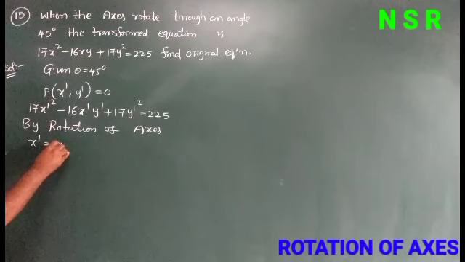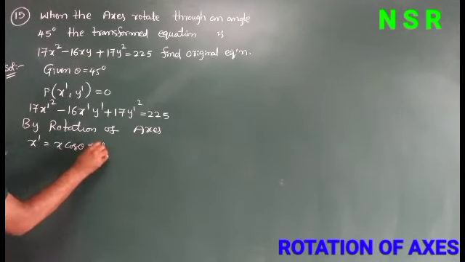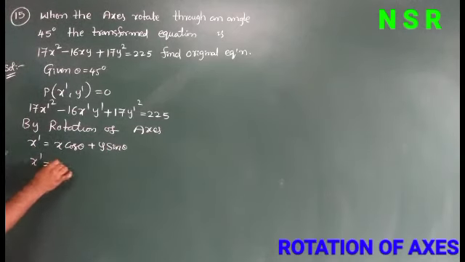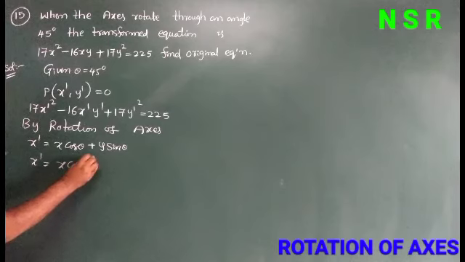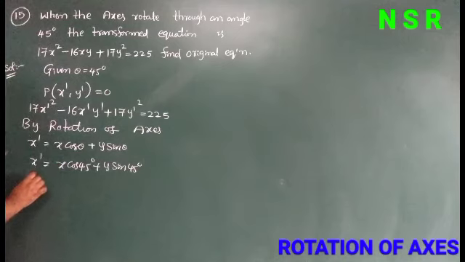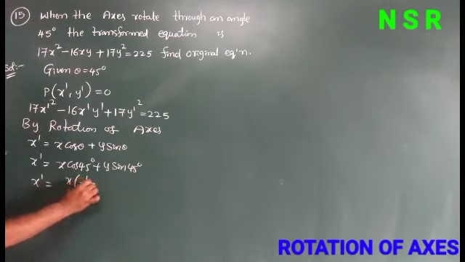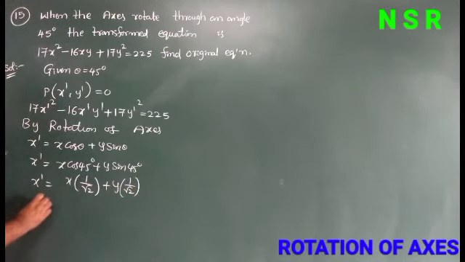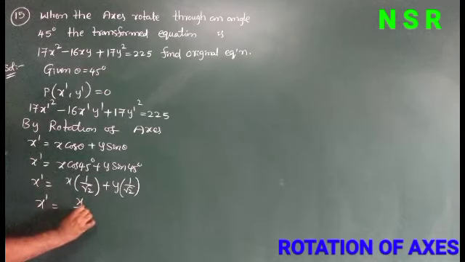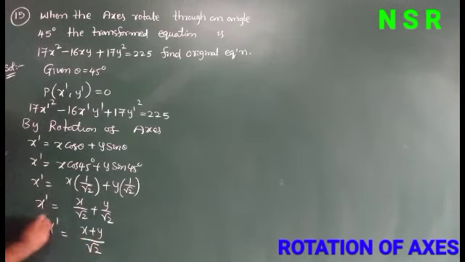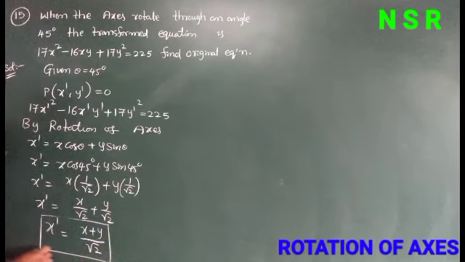So x dash is equal to x cos theta plus y sin theta. Now x dash is equal to x cos 45 plus y sin 45. Cos 45 is 1 by root 2, so x into 1 by root 2 plus y into 1 by root 2. Now x dash is equal to x by root 2 plus y by root 2. So x dash is equal to x plus y by root 2, taking the LCM as root 2. So this is the x dash value.